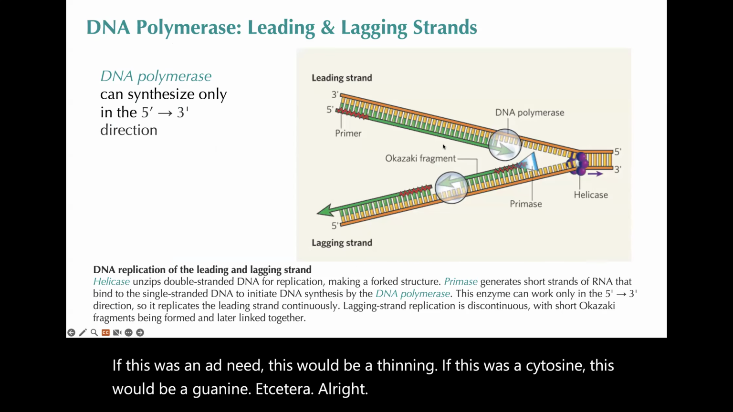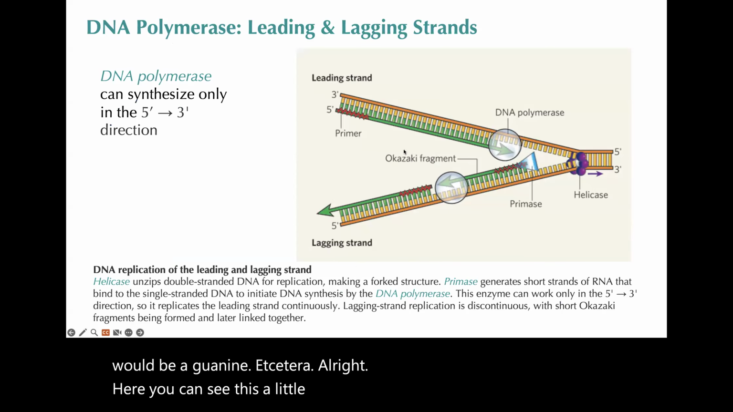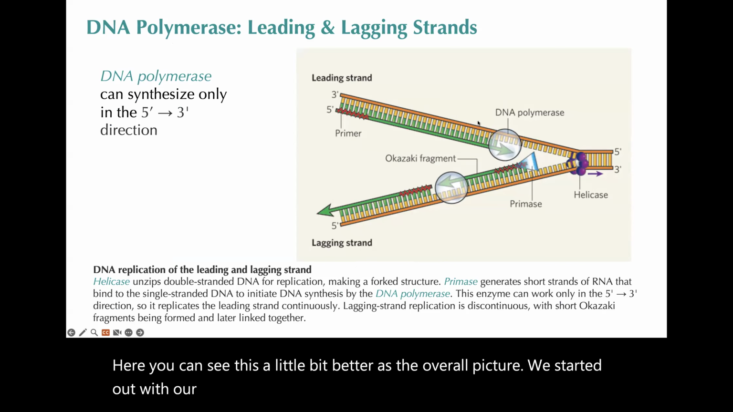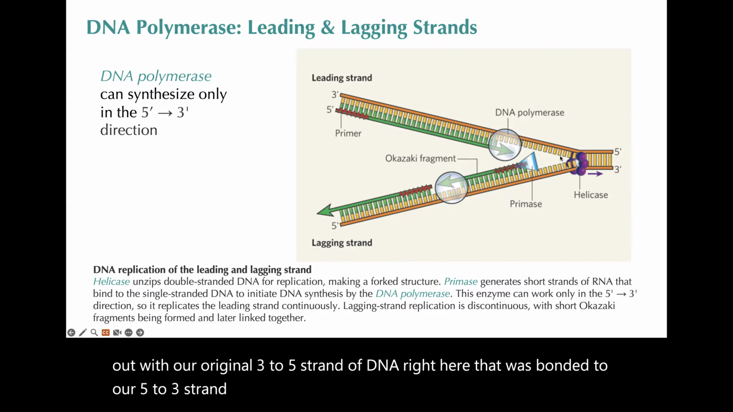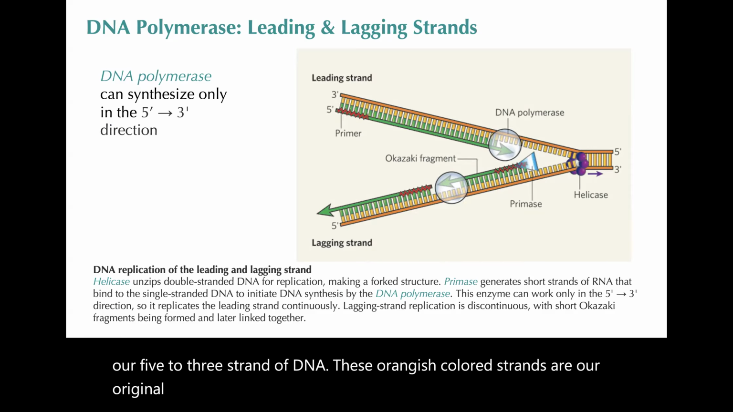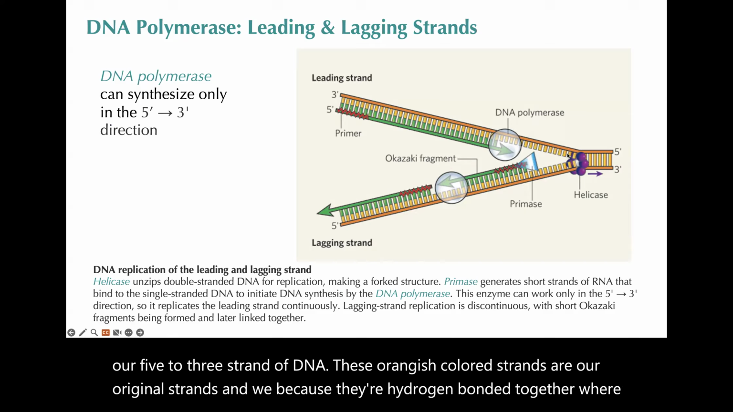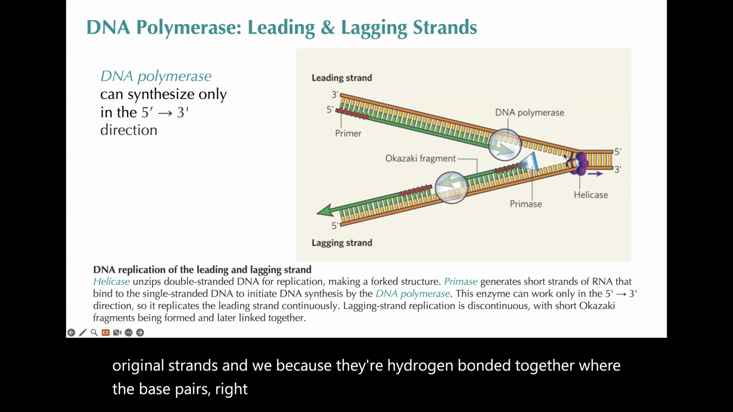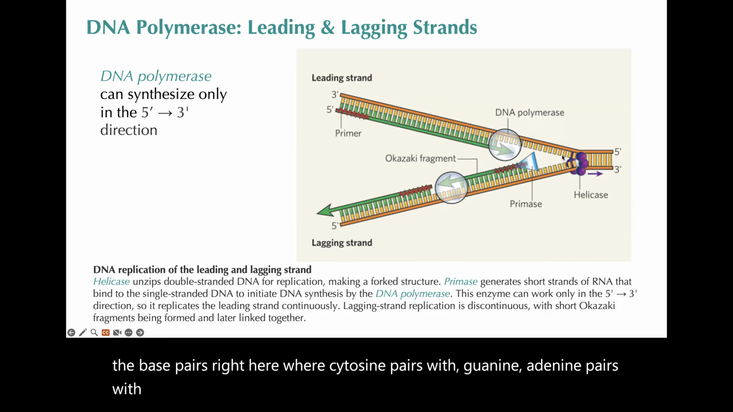Here you can see this a little bit better as the overall picture. We started out with our original 3 to 5 strand of DNA right here that was bonded to our 5 to 3 strand of DNA. These orangish colored strands are our original strands. And because they're hydrogen bonded together, where the base pairs right here, where cytosine pairs with guanine, adenine pairs with thymine, they're held together very loosely.